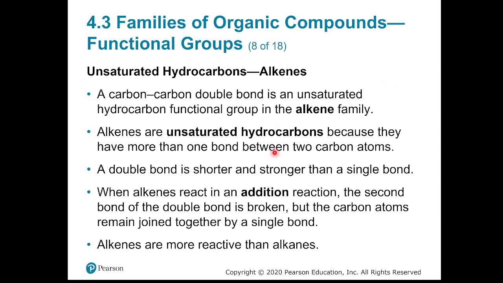And so again, the alkenes, these are unsaturated because they have one bond between two carbon atoms that's extra, meaning they have fewer hydrogens around those carbons. Okay? The double bond is going to be shorter and stronger than a single bond. The alkene is going to react in an addition reaction. The second bond of the double bond will be broken, and the carbon atoms remain joined together by single bonds. And so alkenes are typically more reactive than alkanes, and they can do a whole series of reactions.